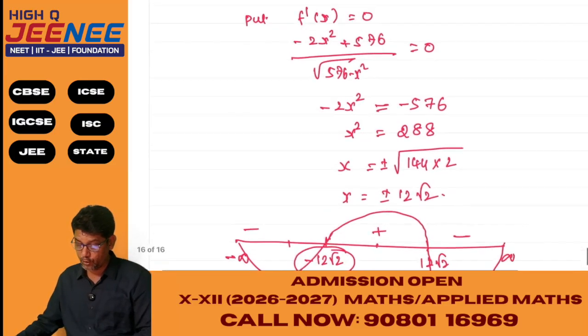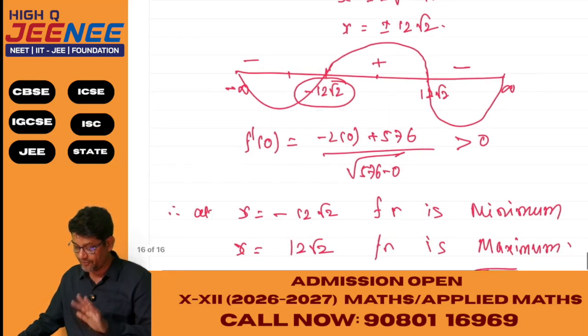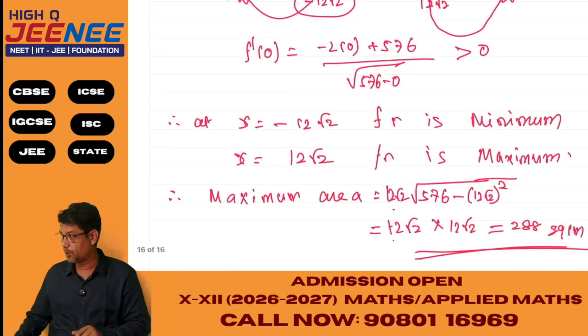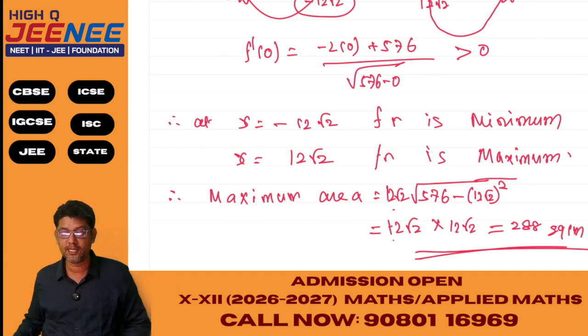Sir, what if I do the double derivative test, sir? You can do the double derivative test, but it is going to be a little lengthy. What I suggest is go for the single derivative test, and based on that you come to the conclusion. Since we are going to find out the maximum area, find the value of x and get the maximum area. Is it clear, all of you?